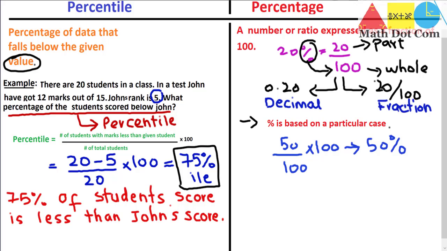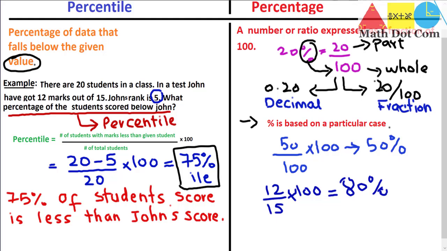While in case of percentage, if we take the same example, what can we do? We can just find the percentage as we have to make use of the score of John that he has got, that is 12 out of 15 multiplied by 100, that will be equal to 80%. So 80% is telling us the individual score, individual percentage. It is giving us the value that is related to a particular case, that is John. But it is not telling us his comparison with the rest of the class.